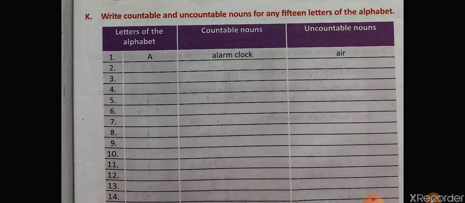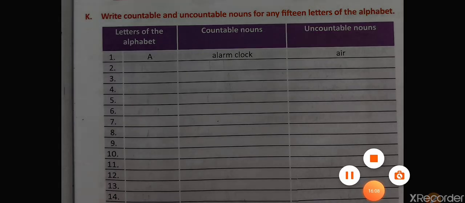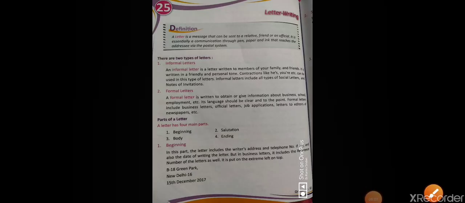Let us come on to chapter number 25, which will be the last chapter of the unit test syllabus. Chapter number 25 is letter writing. Before starting, let me tell you that when the syllabus is reduced, these chapters are also divided into two parts. In your first unit test, I mean the half yearly, you will only have to study informal letters, and formal letters will be given in the second term, the annual term. But I'll tell you about both.